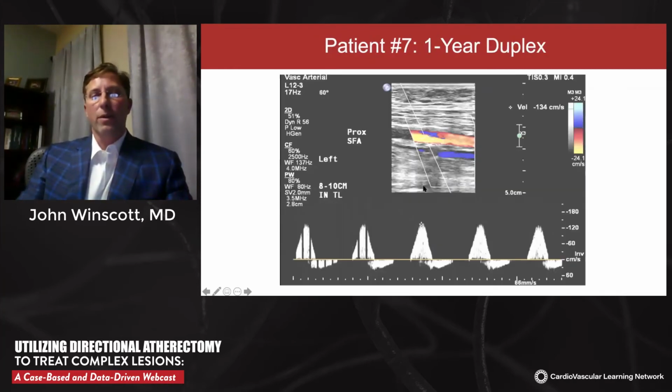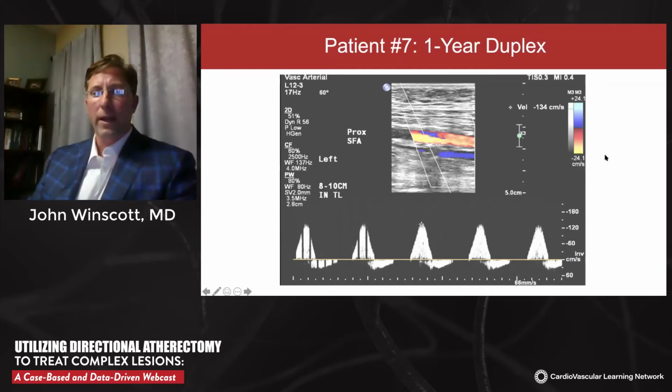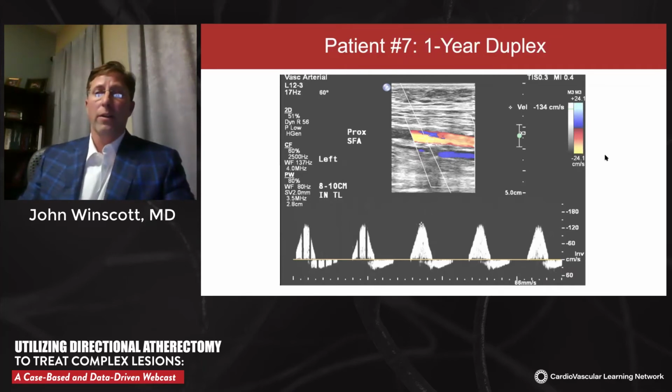He has a 1-year duplex, which shows multiphasic waveforms within the treatment lesion. Here you can see this measure was made 10 centimeters within the treatment lesion itself. And he remained Rutherford category 0 for the entire year of follow-up.